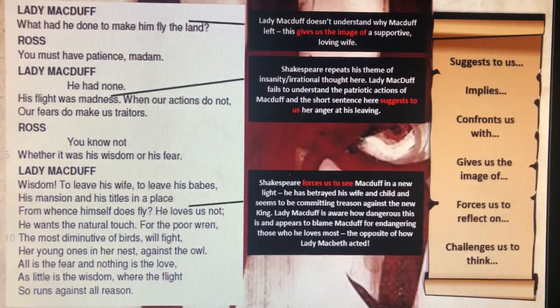Shakespeare forces us to see Macduff in a new light. He's betrayed his wife and child and seems to be committing treason against the new king after he refuses to go to his coronation. Lady Macduff is aware how dangerous this is and appears to blame Macduff for endangering those he loves most, the opposite of how Lady Macbeth acted.